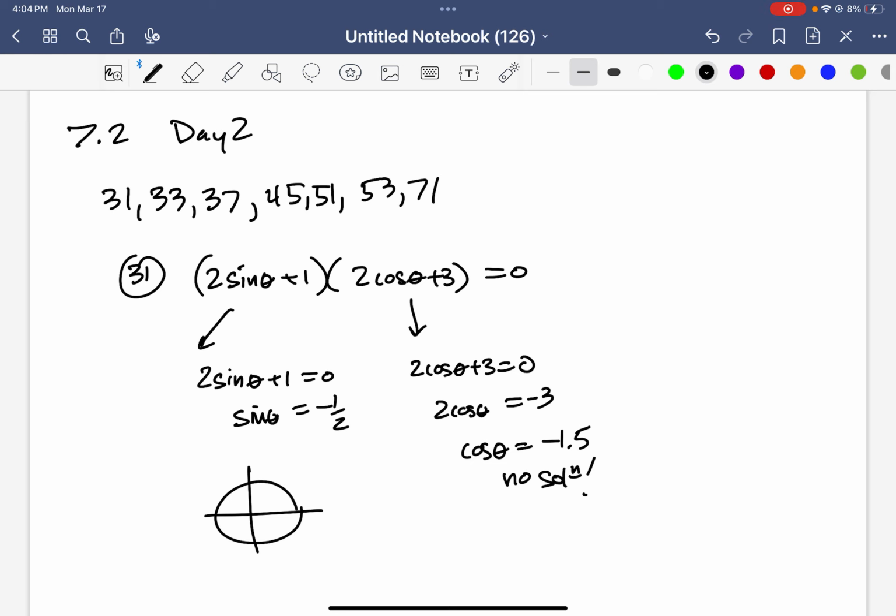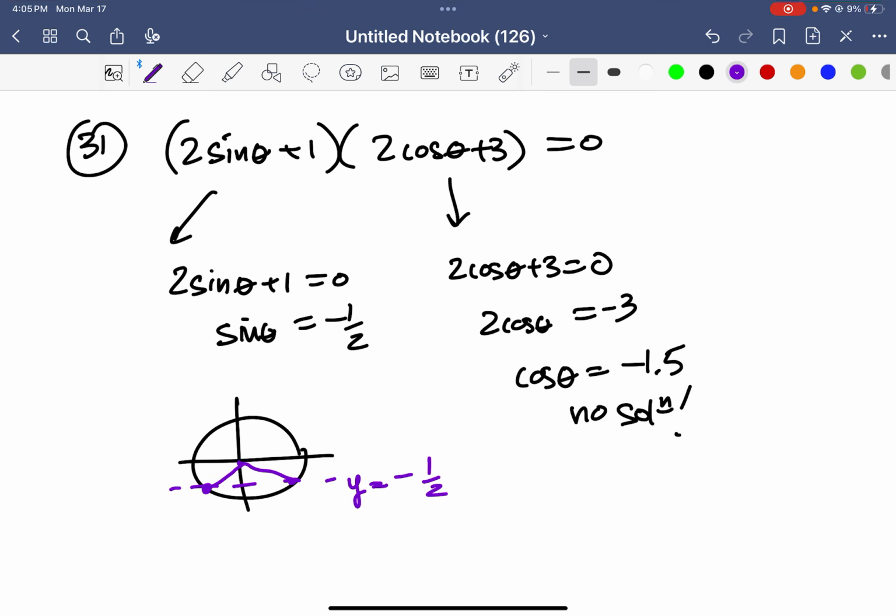Over here, you get negative 1/2 for sine. So then you draw your picture and you ask, where is sine equal to a negative 1/2? And you get either this point or that point. It's equal to negative 1/2. You got this or this. So what does that mean?